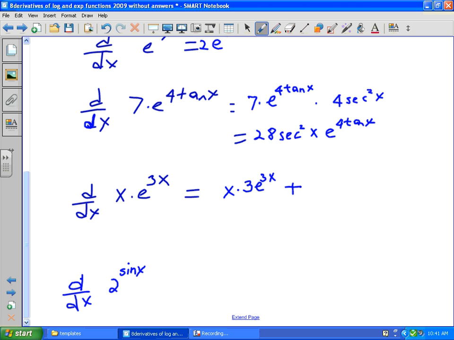plus, what else will I need? So I have the first times the derivative of the second so far, plus the second multiplied with the derivative of the first, which is 1. I don't even need to bother putting that down there, but I will do it anyway. Now what can I factor out? E to the 3x. And we have 3x plus 1 on the inside.